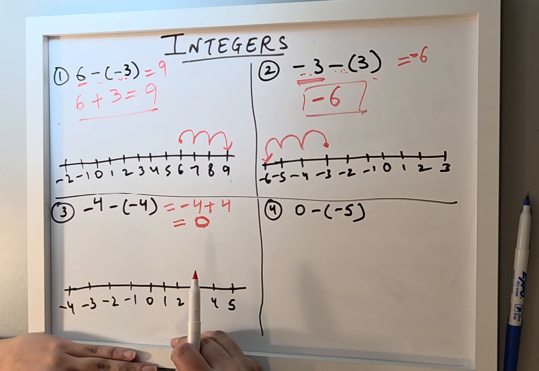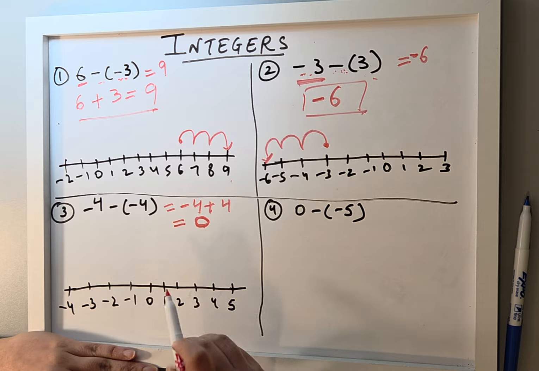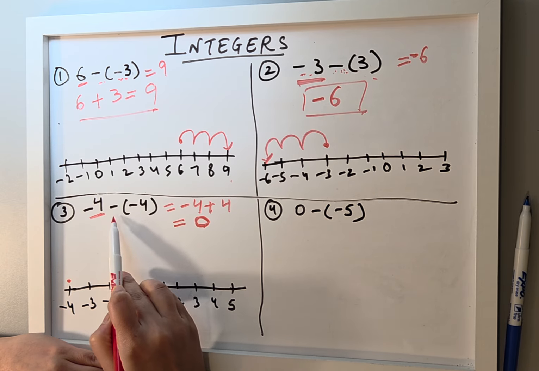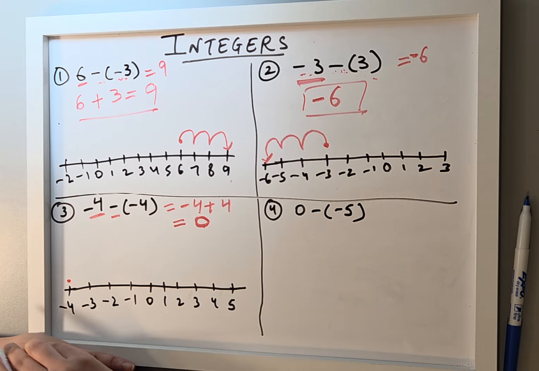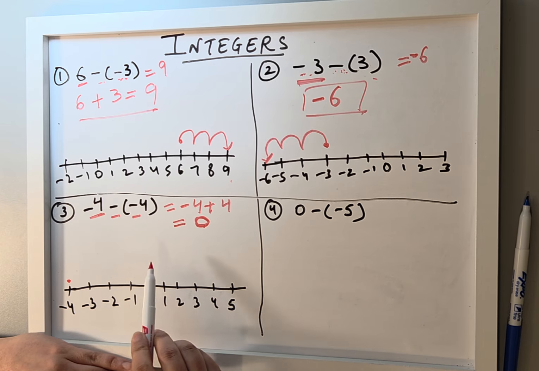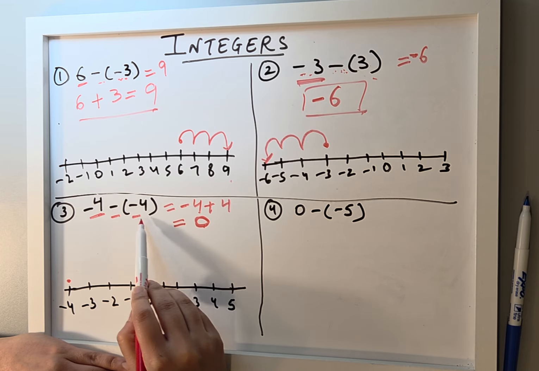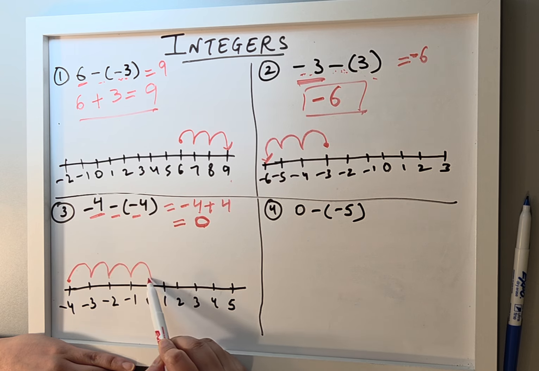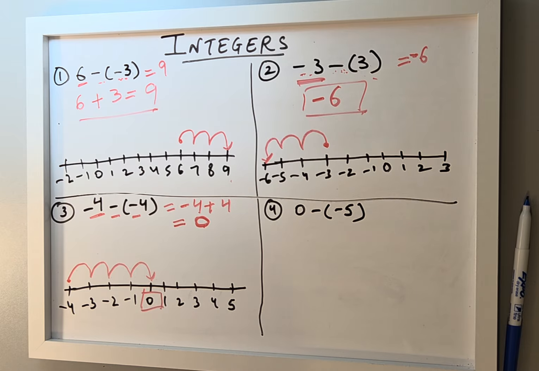Now let's try to see, do we get the same answer with the number line? So we have to start with minus 4. And then when we have minus, we have to move towards the left. But because there is another minus, we have to move towards the right. So how many times do we have to move towards the right? 4 times. So 1, 2, 3, and 4. Again, here we get 0 as the answer.